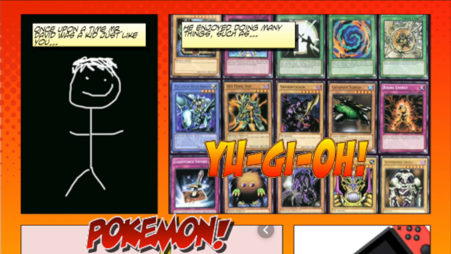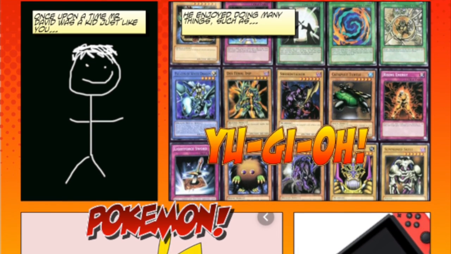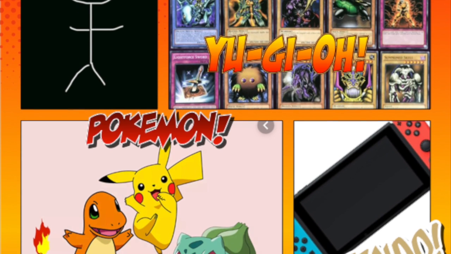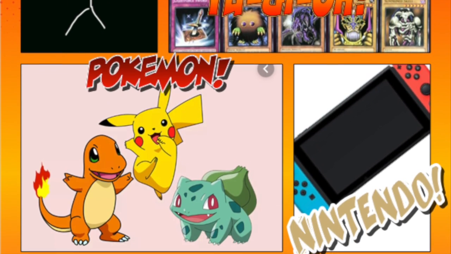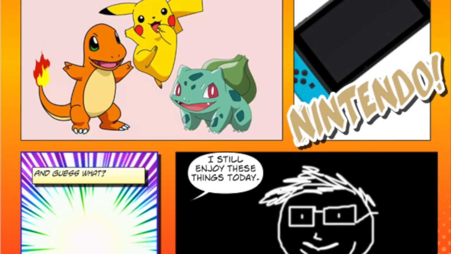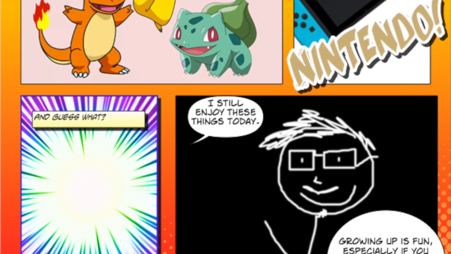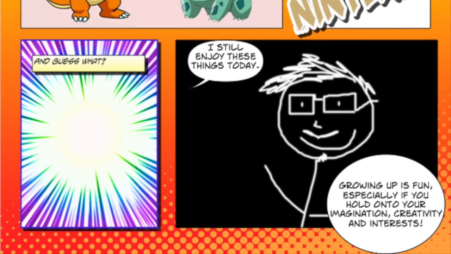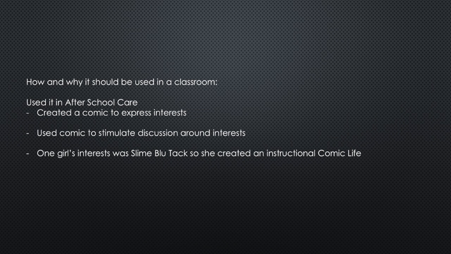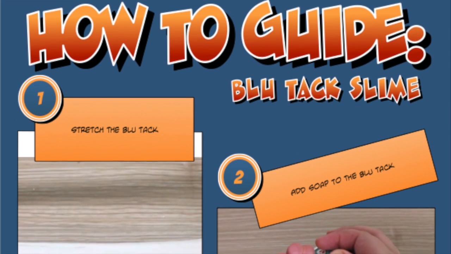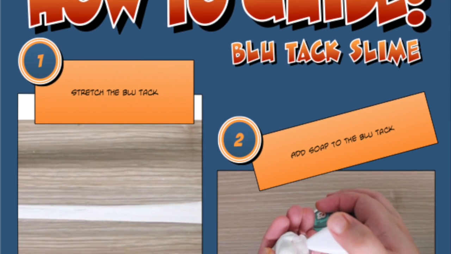One thing I've learned over the years of studying is that catering to the interests of children is key to forming that relationship to engage them in learning. This comic I made, whilst amateur in design, is a simple one to portray that as an adult I still have interests which many children today have. I used this comic at aftercare to stimulate discussions about interests, and one of the girls' interests was blue tack slime. I asked her what kind of comic could she make. She then decided to make a quick instruction guide on how to make blue tack slime.